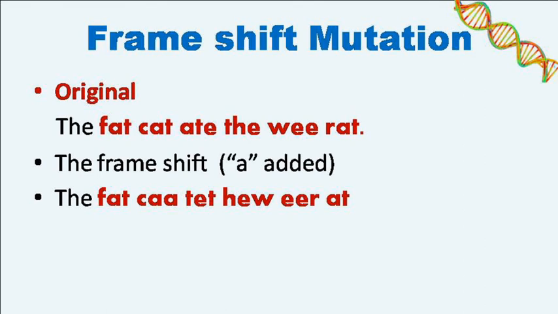For example, in the original, the genetic code reads like this: fat, cat, ate, the, rat. But if the frame shifts, that is, an A is added at this position, the sentence changes to fat, but instead of cat, it becomes CA. So further all the words are changed. The sentence becomes fat, cat, tet, you, ear, and so on. So it is meaningless. Therefore, due to the frameshift mutation, an abnormal protein is synthesized.